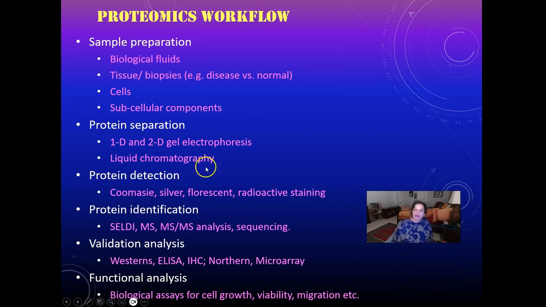And then you can examine them by staining them, either through a fluorescent stain, radioactive stain, Coomassie or silver stain, and look for changes in expression patterns. You could also identify individual proteins using mass spectrometry or Edman techniques. You can validate those results using more molecular analyses like Western, ELISA, immunohistochemistry, microarrays, and Northerns. And then finally, you can do functional analyses and see what type of functions those proteins perform.